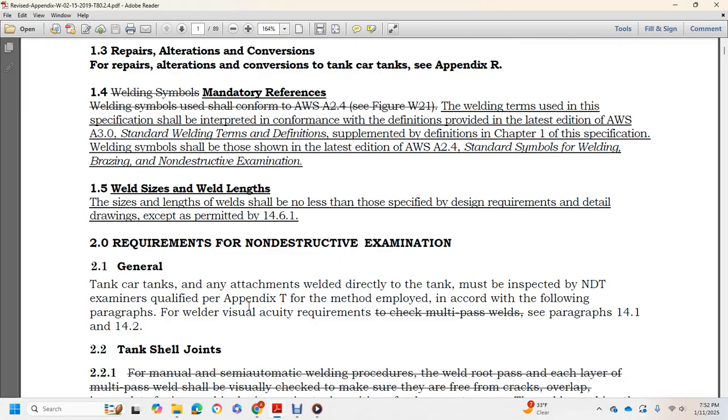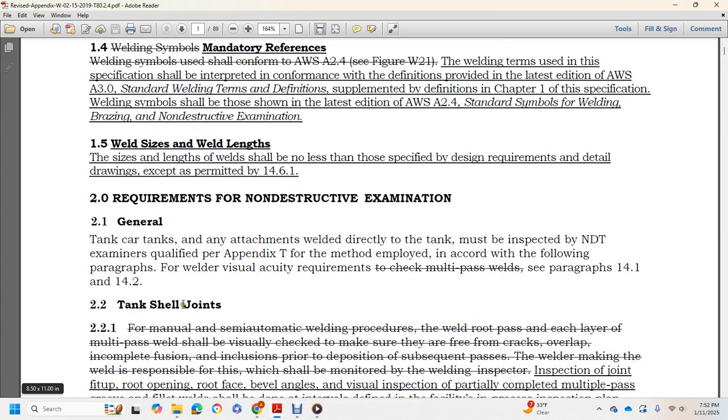2. Requirements for nondestructive examination. General. Tank car tanks and attachments welded directly to the tank must be inspected by a qualified nondestructive testing examiner, see Appendix B, for the method employed, in accordance with the following paragraphs. For welders' visual acuity requirements and checking of multi-pass welds, see paragraphs 14.1 and 14.2.